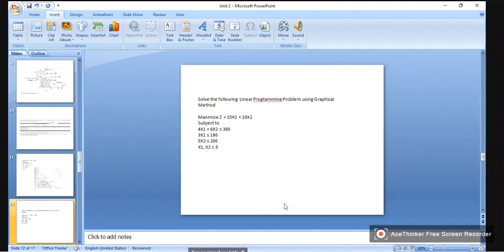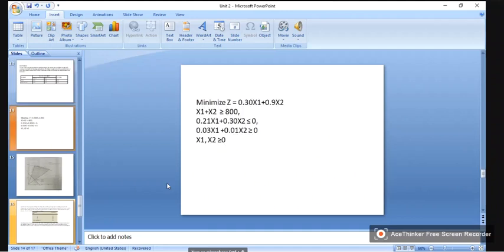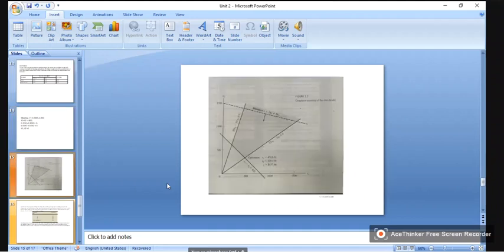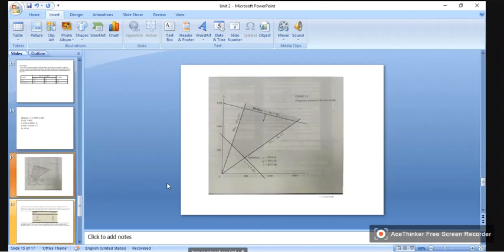So I come to the diet problem, and you noted it already. Am I right? You solved this problem using the graphical method, but you have to solve it using the simplex method.